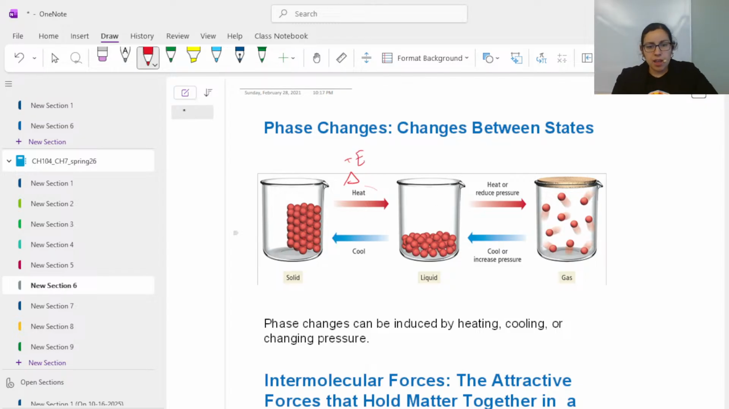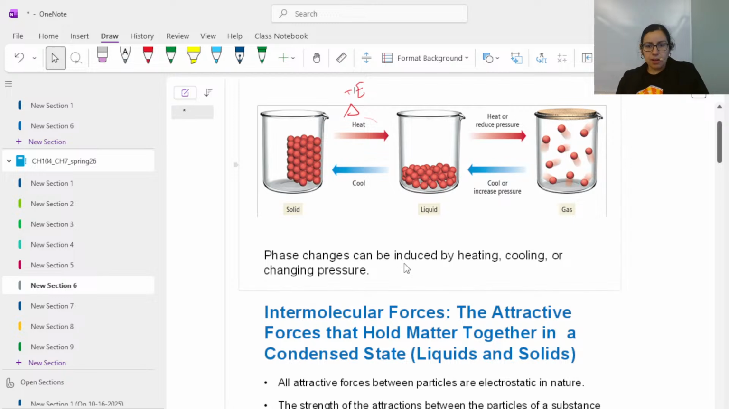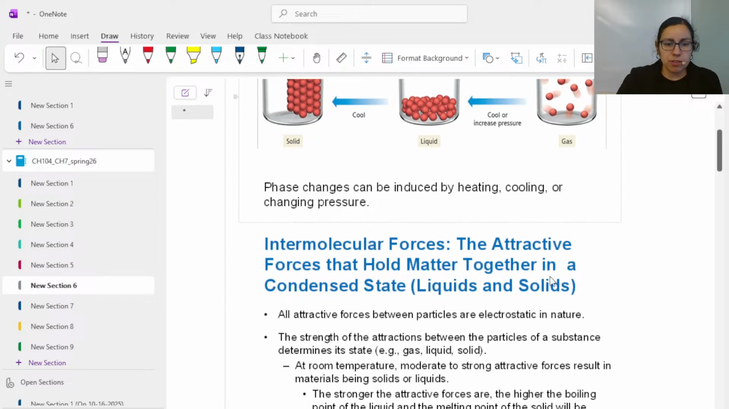We need energy to go from solid to liquid, giving those particles enough energy to slide past one another. Then add even more energy, and we have our gas form. We can also reverse that. And again, we saw some phase changes with your little wax and what happened when you cooled it. We'll discuss those lab results.